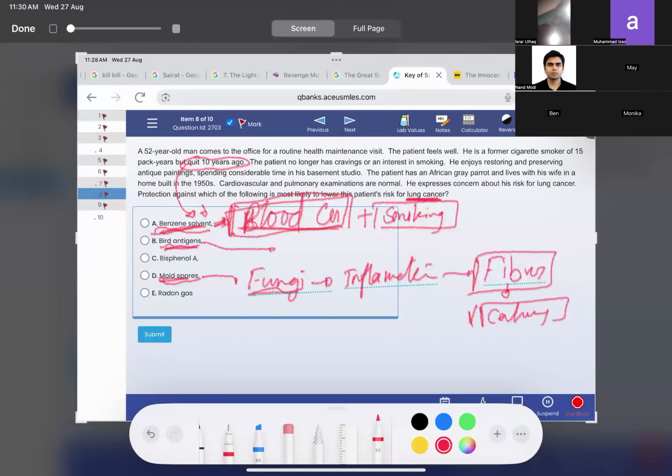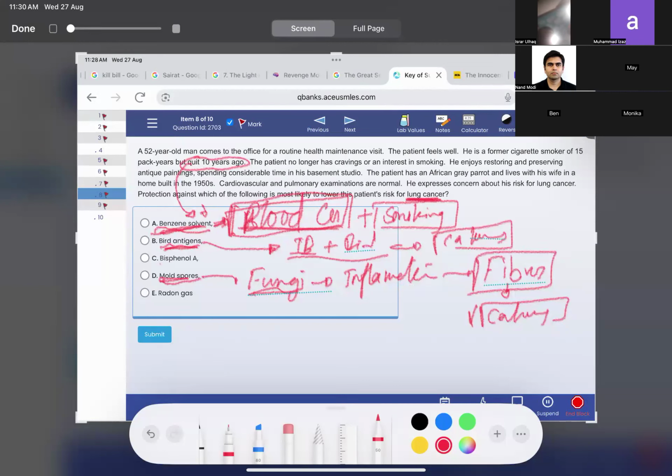And in bird antigen, it can cause TB and other bird flu-like symptoms, and it will lead to that. But that does not cause lung cancer. Less likely, these can cause 1%.